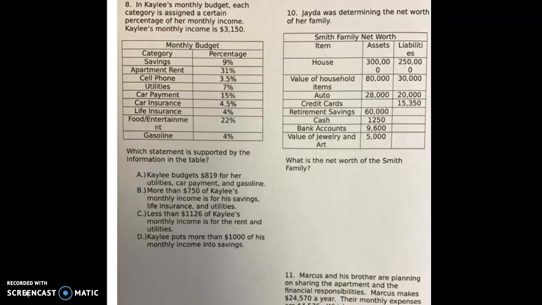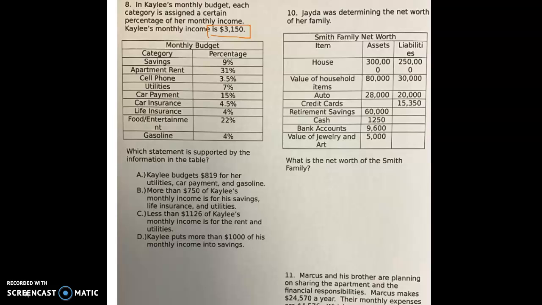Number 8. Good gosh, that looks like a huge problem, right? In Kaylee's monthly budget, each category is assigned a certain percentage of her monthly income. Kaylee's monthly income is $3,150. And it gives us percent for all of her stuff. So if we wanted to find out how much money she actually does save, we could just multiply 3,150 times 0.09.